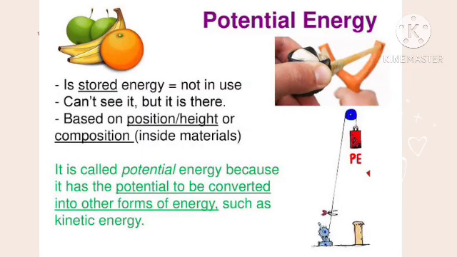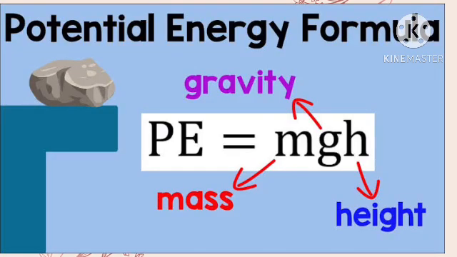Potential energy is the energy that is stored in an object and not moving, but it has the potential to move. Potential energy is measured by the formula PE is equal to mgh, where m is equal to mass, g is acceleration due to gravity, and h is height.